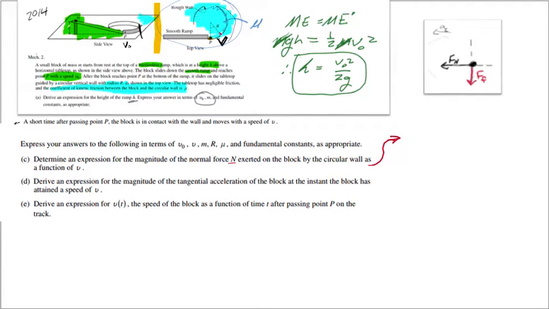Now, know that that v is going to change. There's going to be a point where this v is essentially v naught. It's like right here, before friction really starts acting on it. That's what they're basically asking for. So let's look at this.